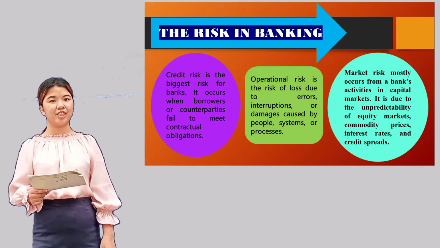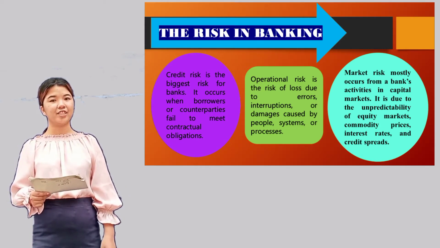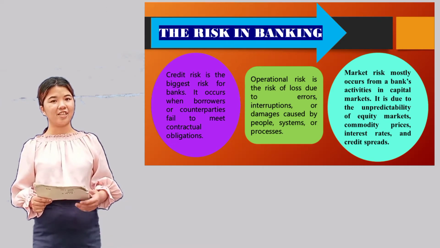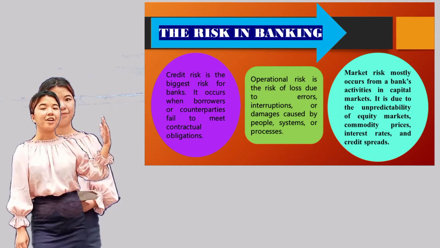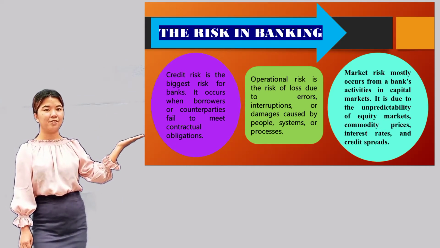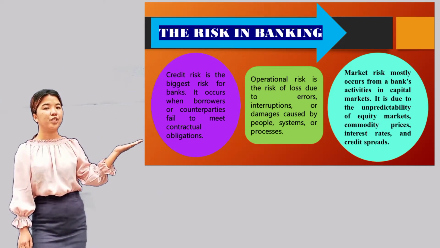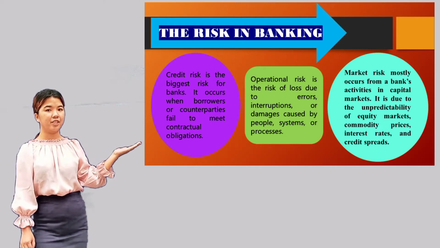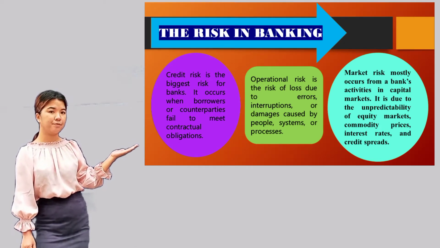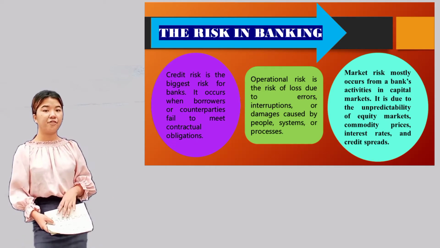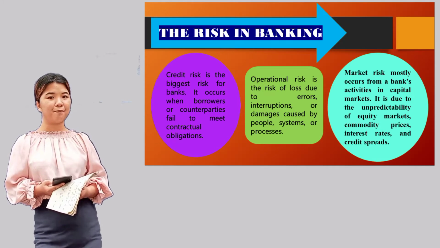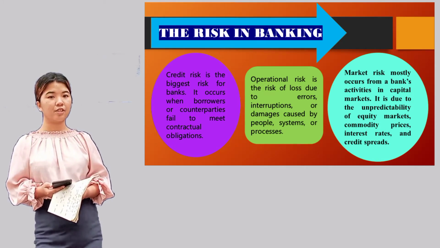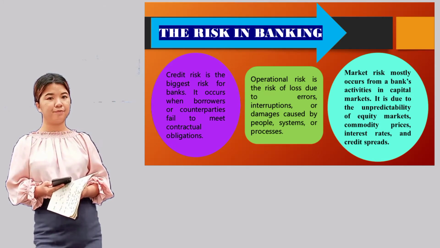There are three biggest risks in banking. First, credit risk. Second, operational risk. And last, market risk. Credit risk is the biggest risk for a bank. It occurs when borrowers or counterparties fail to meet contractual obligations. For example, when borrowers fail to meet their contract obligations. And another example, when borrowers default on interest payments of a loan.